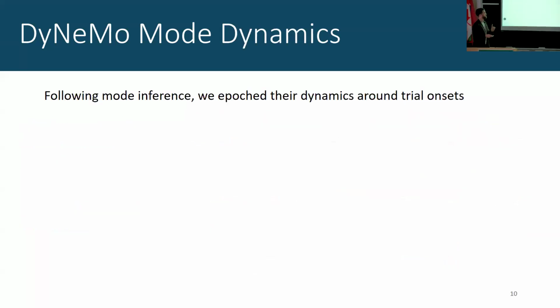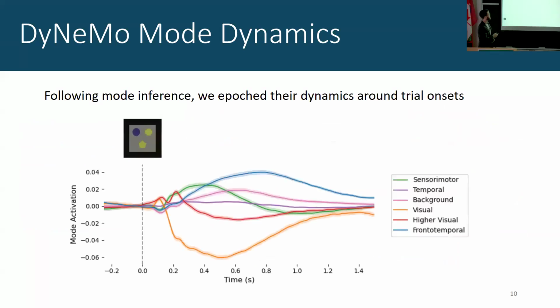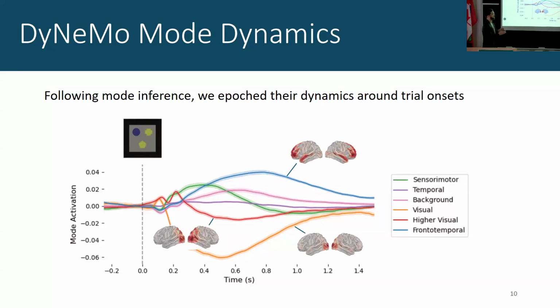Following that mode inference, we looked at their dynamics. We epoched those around trial onsets, and this is what the average response of those modes looks like. That's where the trial begins, and we can see there's this reshuffling of modes. I just want to highlight 3 of these modes in more detail: this frontal mode, which increases following trial onset, and these 2 posterior modes that decrease following trial onset.